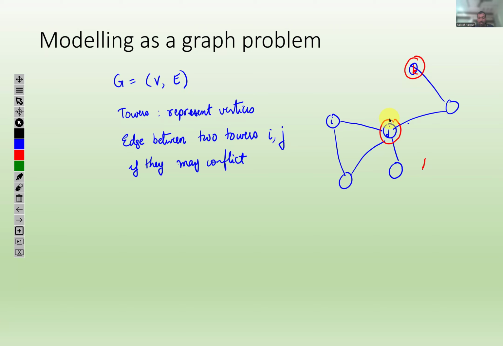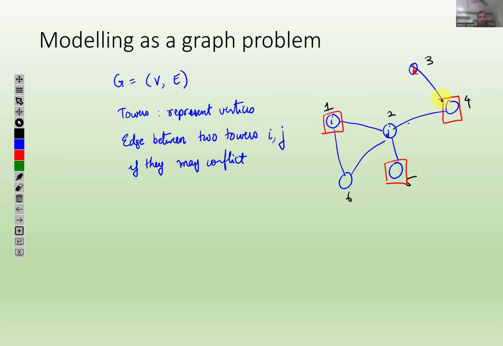Can there be three? So let me label these vertices. I'll remove the I and J. Maybe I'll label it as 1, 2, 3, 4, 5, and 6. Exactly. So 1, 5, and 4 can transmit at the same frequency without any conflicts. Right? Because there's no edge between any pair of them. So they can simultaneously transmit on the same frequency.